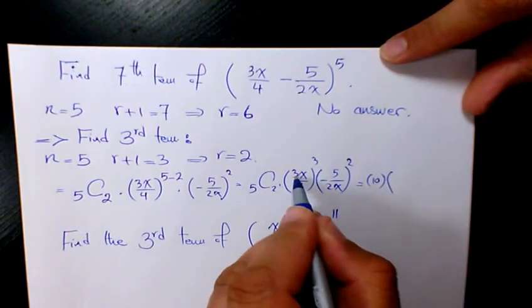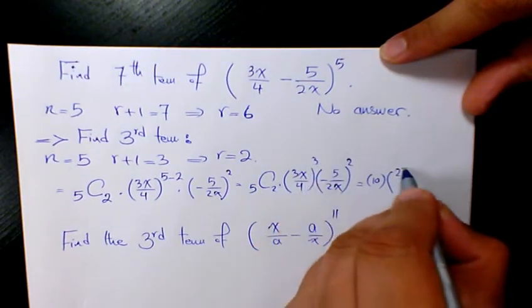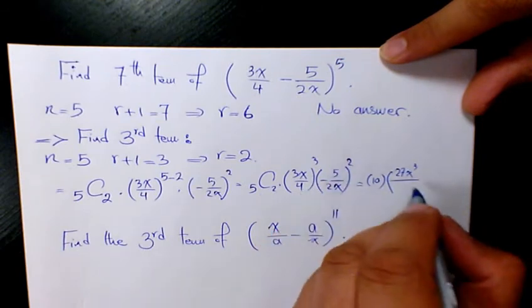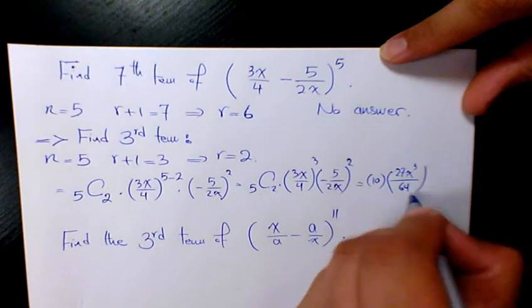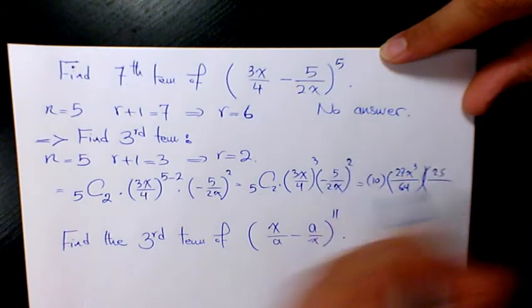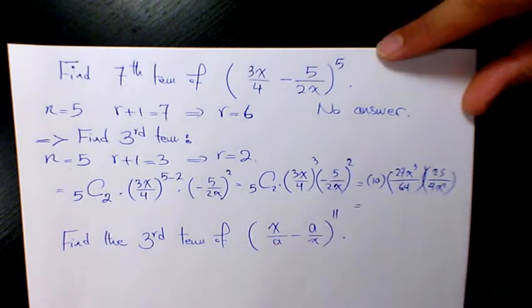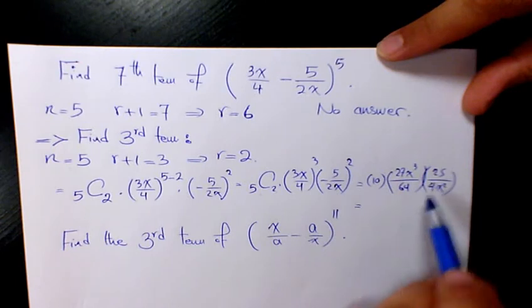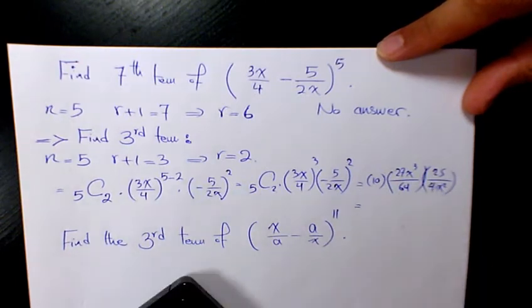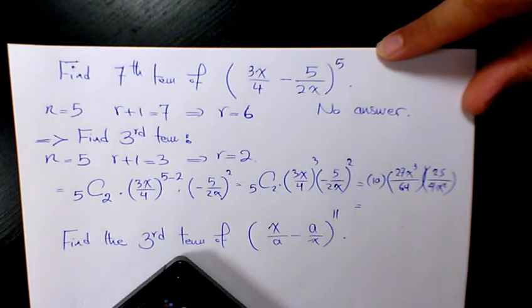Makes sense. So here, (3x) cubed is going to be 27x cubed. 4 to the power of 3 is going to be 64. Negative 5 squared is 25. 4x squared. So that's going to be, here's the calculator now, 10 times 27 times 25 divided by 64 divided by 4.